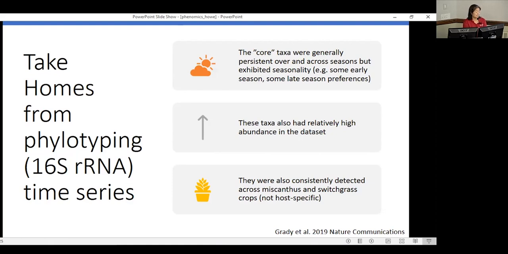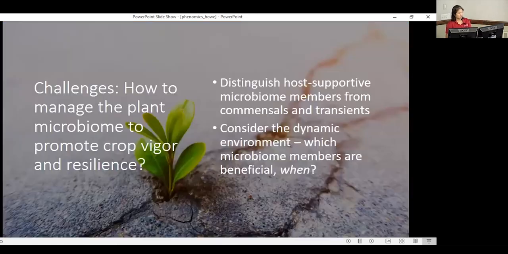But they exhibit seasonality. Sometimes they're enriched late in the season, sometimes early in the season. These core taxa are observed to be pretty abundant in the microbiome. Remember, we're trying to differentiate them from commensals or transients. And they're consistently detected across both perennials. They're not just miscanthus or switchgrass related. They're in both. So that's interesting. That was our first rationale to push on to looking at other data sets, which are more complicated and more expensive.